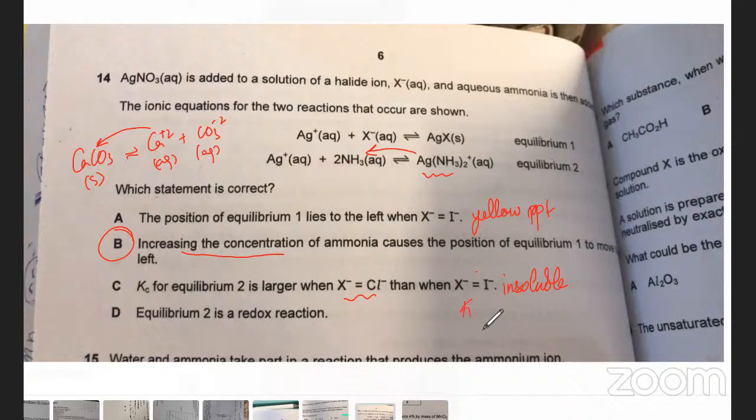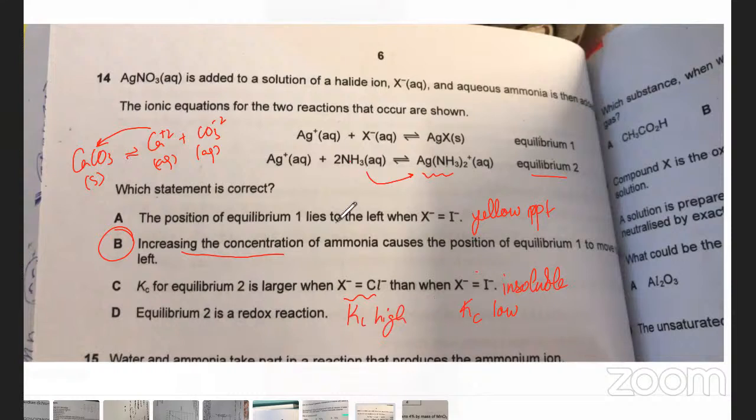So that means the Kc value would be low, because if you take the ratio of products to reactants, there's going to be a lot more reactants. So the Kc value for I minus 1 for equilibrium number 2 is going to be low. For Cl minus 1, the precipitate dissolves when you add ammonia. It's going to move to the right. It's going to react with ammonia. It's going to dissolve very quickly. So that means there's going to be a lot more products. So the Kc value would be high.